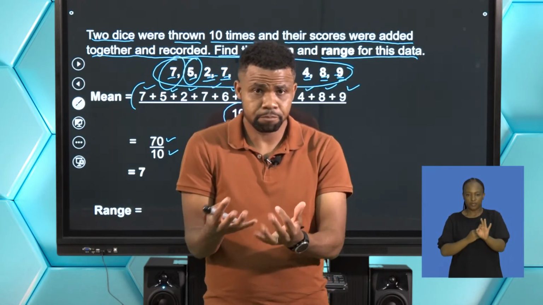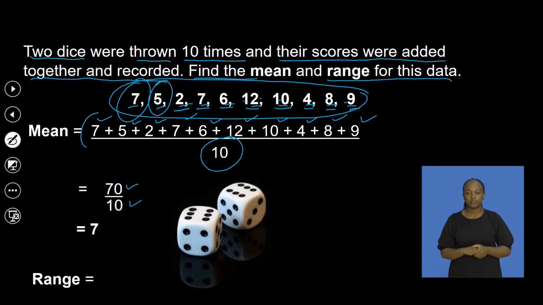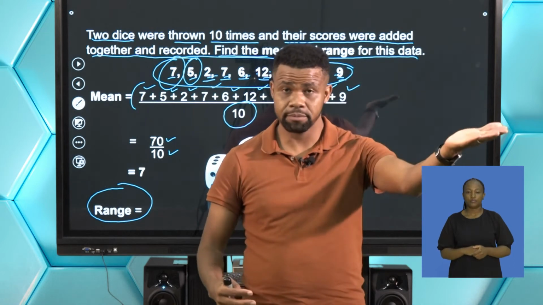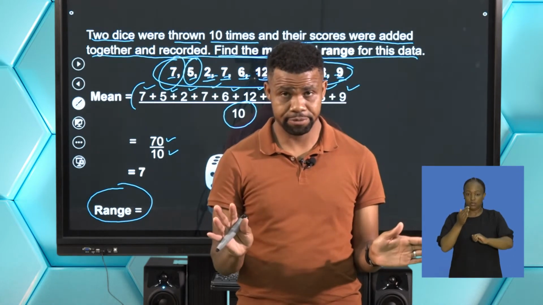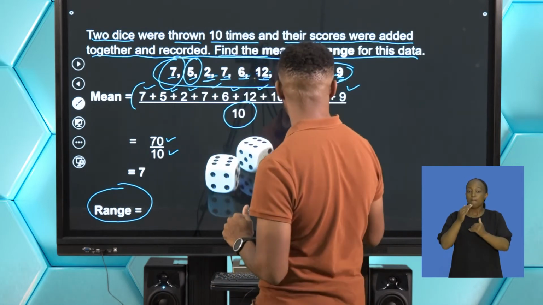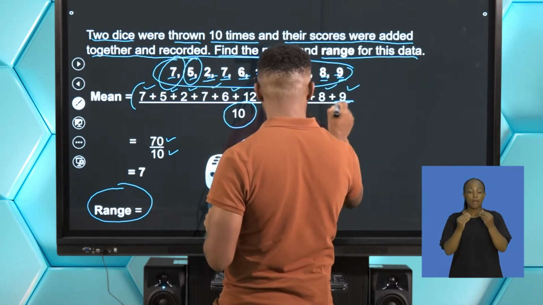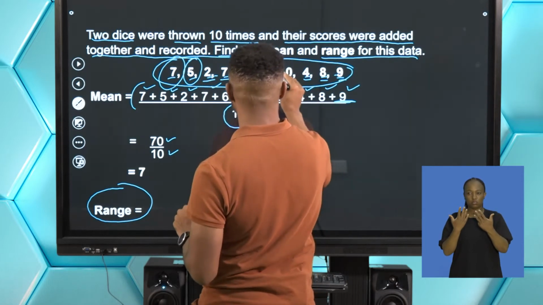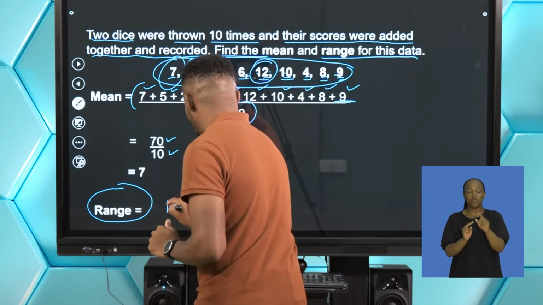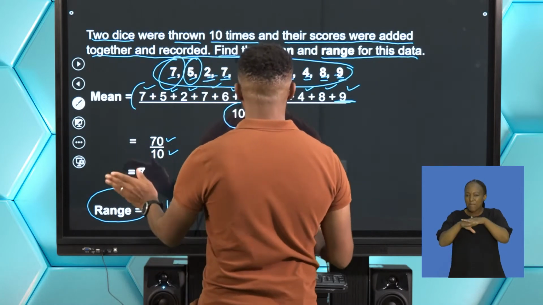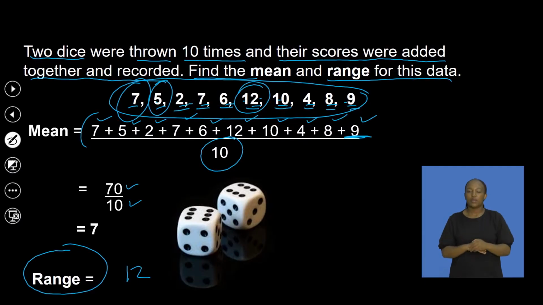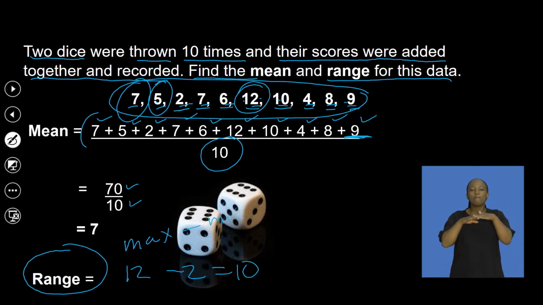Now, what is the range? The range is the maximum minus the minimum value. So what is the maximum value here? The maximum value is 12. So this would be 12. And what is the minimum? The minimum is the smallest, which is 2. So 12 minus 2 is 10. This is the maximum minus the minimum value, which is the range.